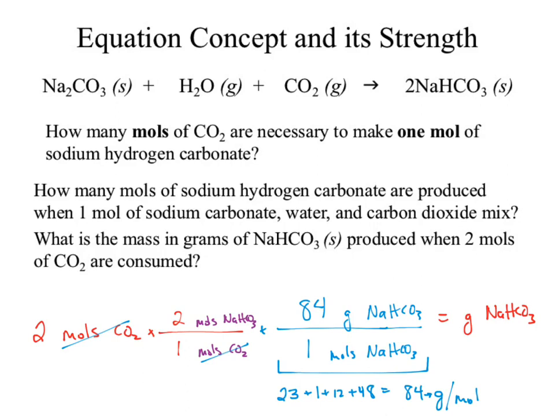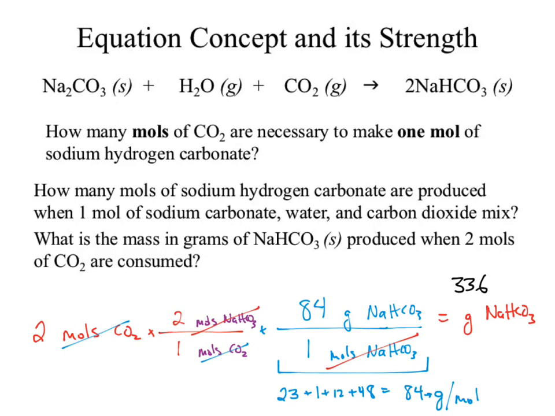Okay. What happens to your units? The moles of sodium hydrogen carbonate cancel. What would we be left with? Grams of sodium hydrogen carbonate. Is that what we want for an answer? Yep. So now we can do the math. 2 times 2 is 4 times 84. 336. So if you want to check on your calculator, there it is, 336.